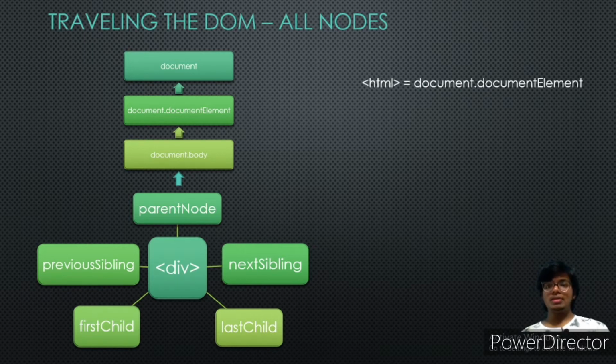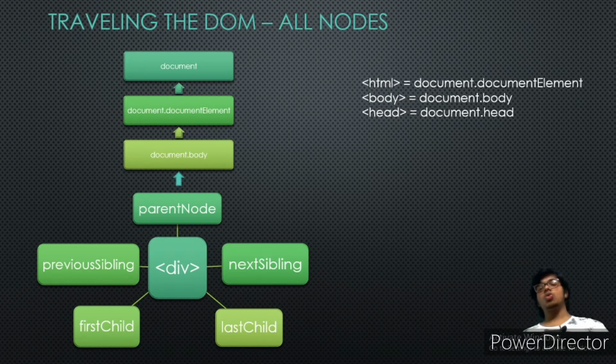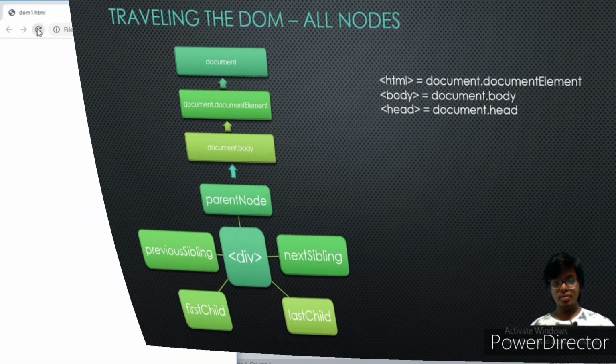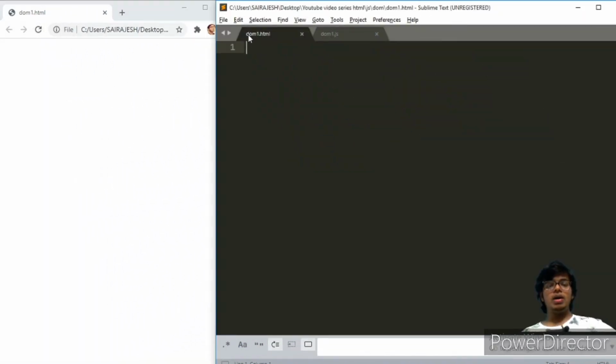So there are some things which you can look at here which I've put. So HTML as such, the tag HTML is similar to document element, and the body as such, which I said, you can access it by using document.body, and head you can access it by using document.head. So now let's go and do some coding. So I'm going to use the Sublime text editor. So here I have my dom.html, dom1.html and dom1.js. I've created these two files.